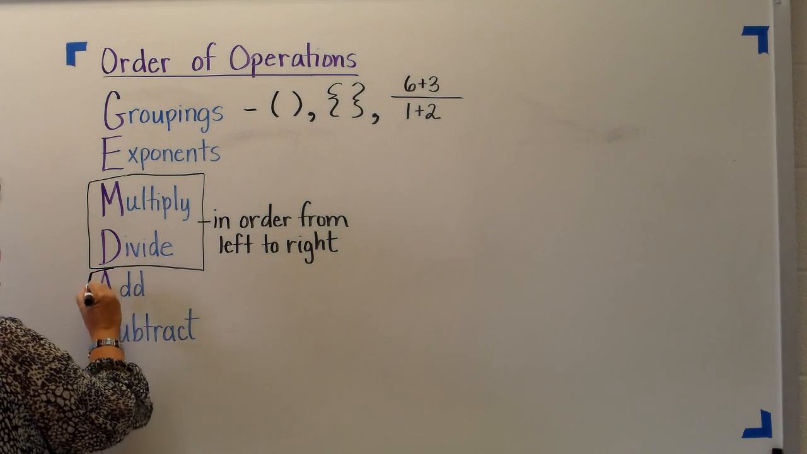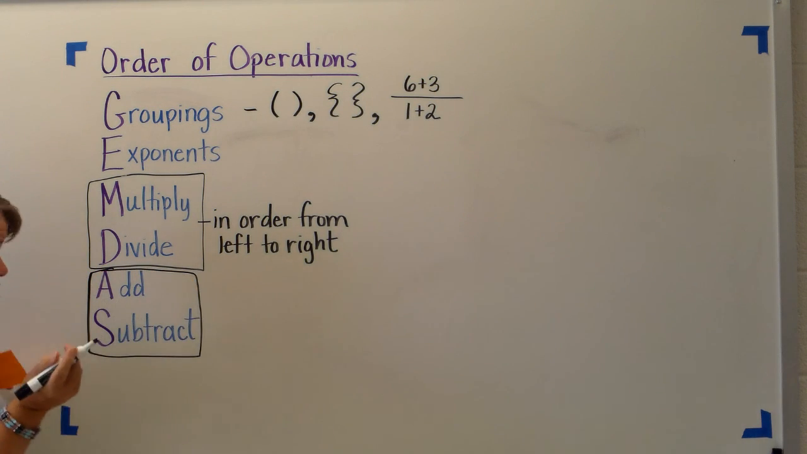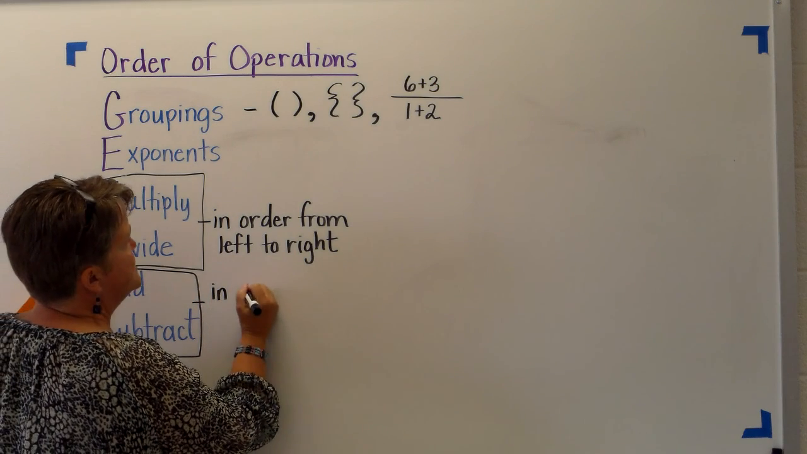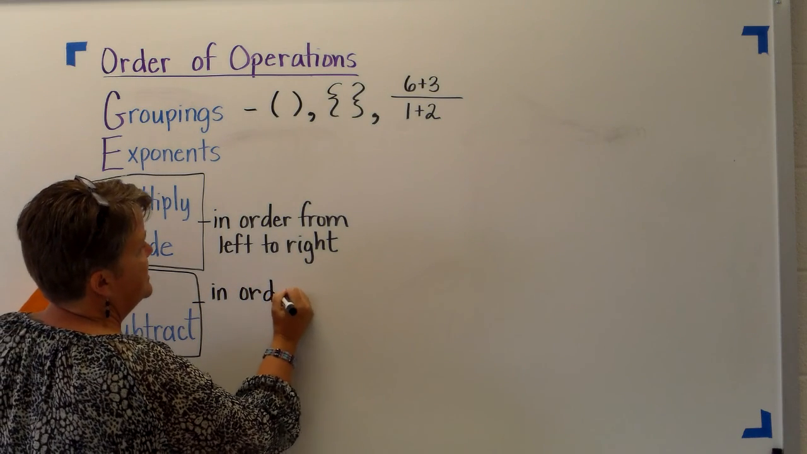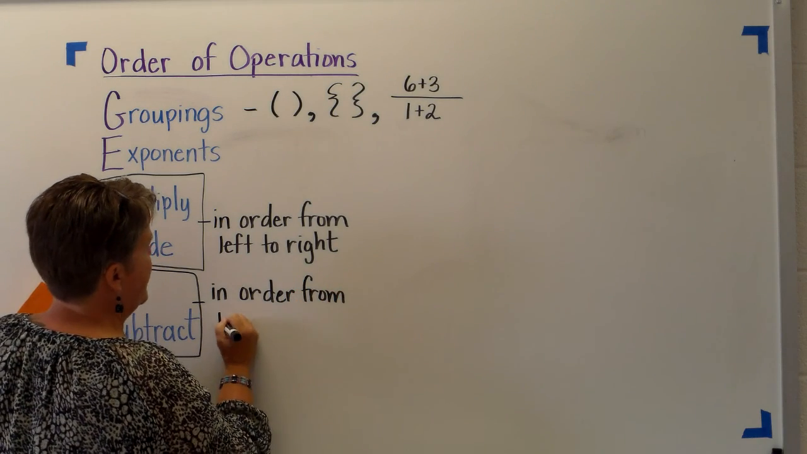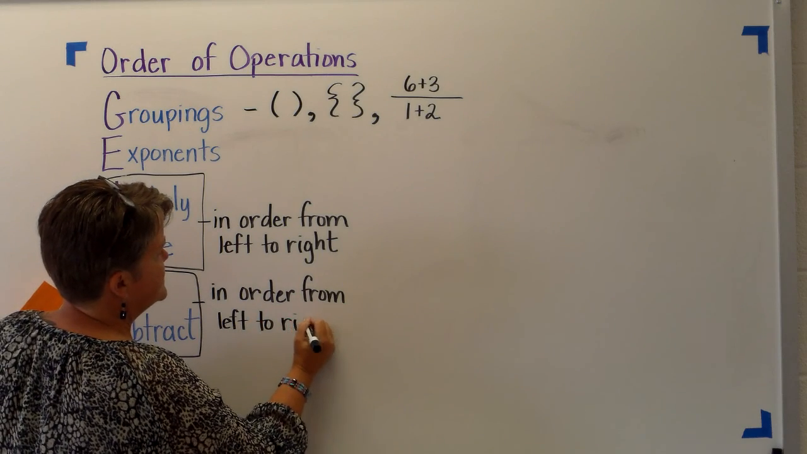The same goes for addition and subtraction. Again, they're like macaroni and cheese. They go together. But when you do them, you also do these in order from left to right.